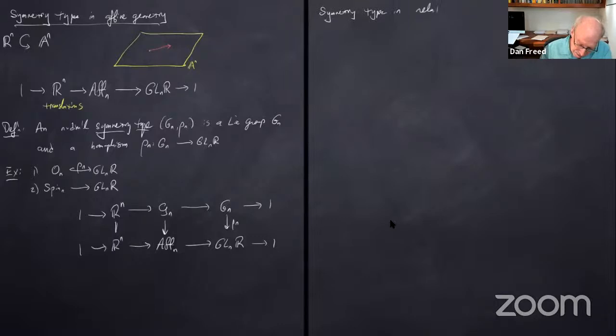So in relativistic QFT, the model space here is Minkowski spacetime. I'll just call it M. And again, that's just the standard affine space, and we have the standard vector space acting on it. I'll call that V. But now this vector space V is equipped with a Lorentz metric, just the standard Lorentz metric. And it's also equipped with a time orientation.